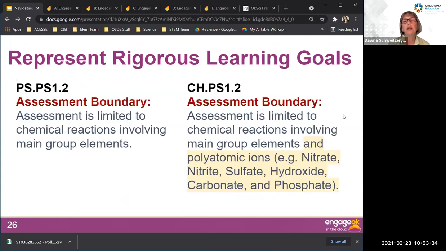Okay, and then even on the assessment boundary, and remember this is the same standard, but the assessment boundaries are written a little bit different. And you can see that in chemistry, we included polyatomic ions, which would probably be appropriate for a chemistry class, but the writers decided for physical science not so much. So you are going to see some individual differences. And again, I would encourage you, even though the standard may look the same, to look carefully if you were teaching both chemistry and physical science, because there may be differences in the clarifications, assessment boundaries, and sometimes in the standards themselves.